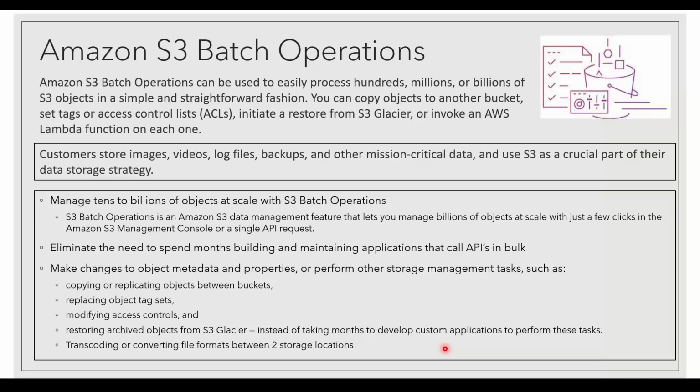So you can copy objects from one bucket to another bucket, or you can also set permissions. You can restore objects from Amazon Glacier, which is the archiving storage, and you can also trigger an AWS Lambda function.